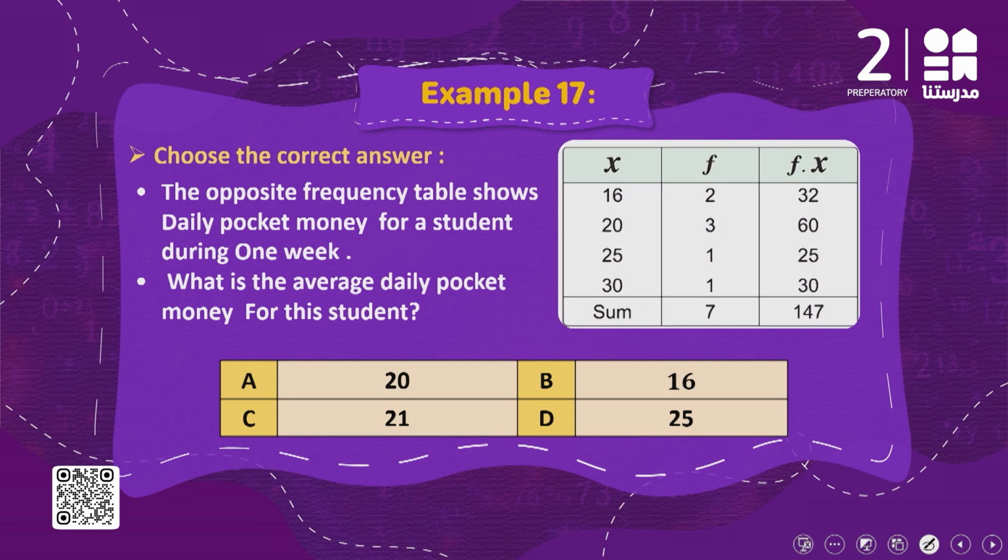The opposite frequency table shows daily pocket money for a student during 1 week. What is the average daily pocket money for this student? Average, it means mean. And to find the mean, you just take this value divided by this one. As here we have everything. We have x, we have f times x, we have the sum for them. We will not do anything else. You just divide this value by 7. 147 divided by 7, it will be 21.